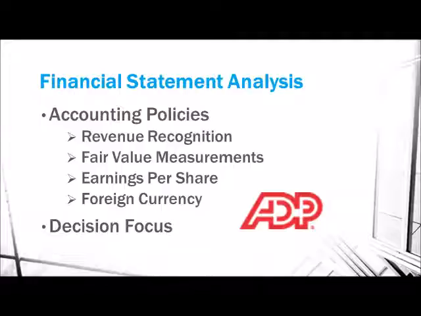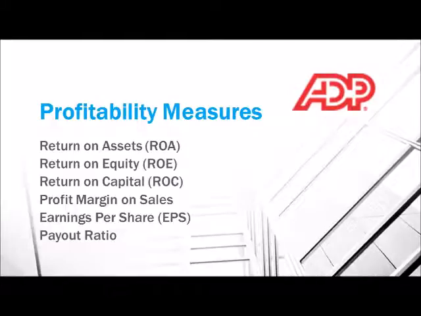So this is crucial for an investor and even creditors to know if the company is able to generate revenues, pay its liabilities, and at the same time pay dividends out to its shareholders. For ratio analysis, we will be reporting on the profitability ratios that include the return on assets, return on equity, and return on capital, as well as the profit margin on sales, earnings per share, and payout ratio.